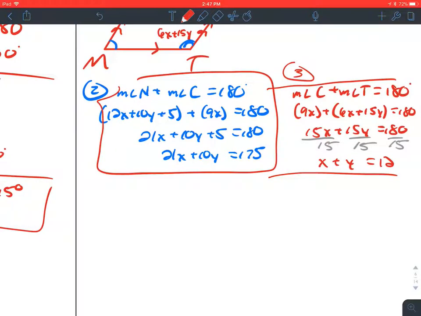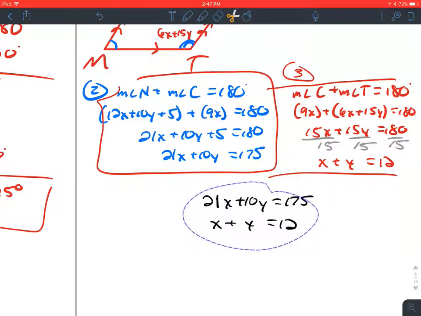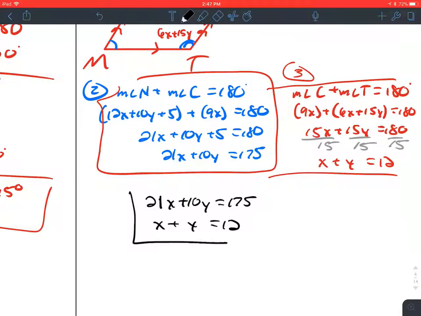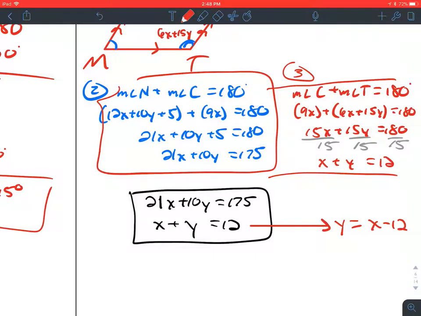I'm going to take those two equations, put them together down here. I have a system of equations. Each one has two variables, so I should be able to solve this. Step 1, get one of the variables by itself in one of the equations. I chose to get y by itself here and get y equals x minus 12.